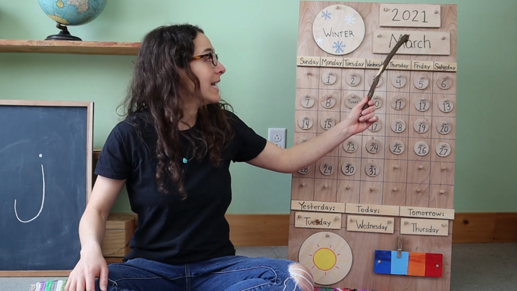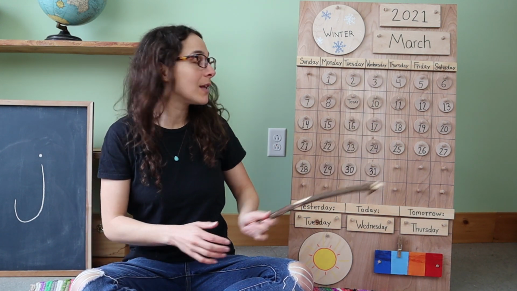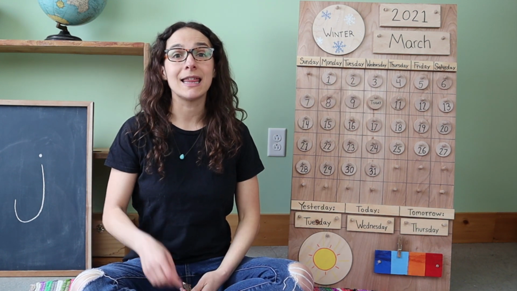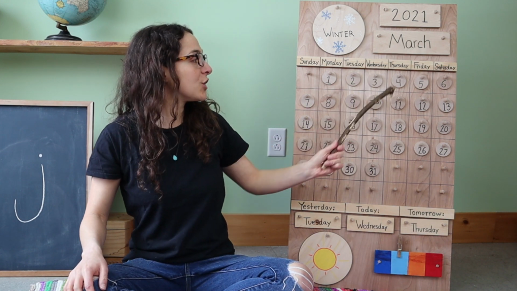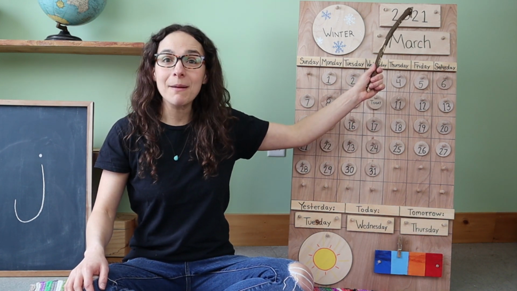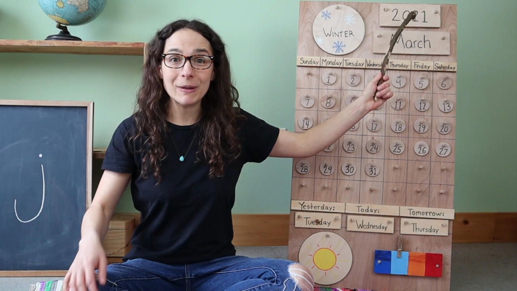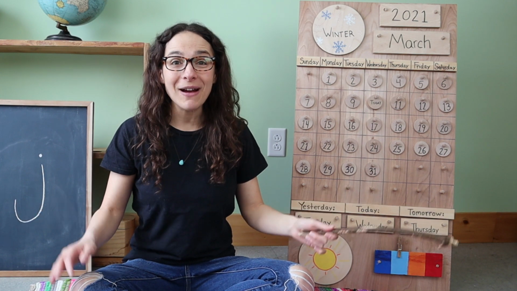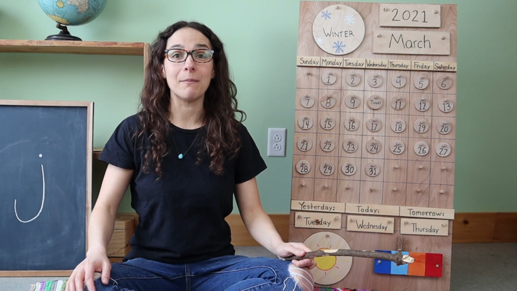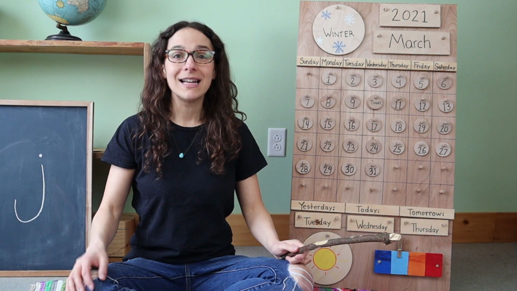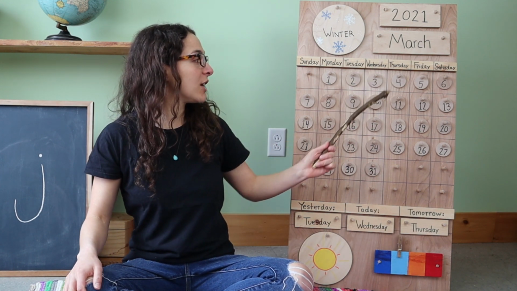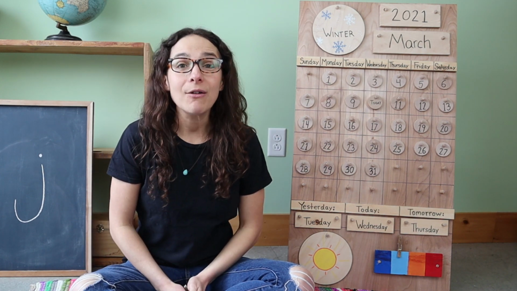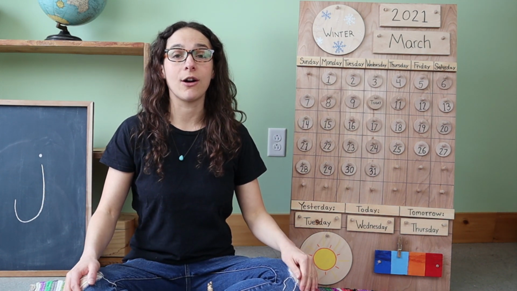And today is March 10th. So let's move the chip over from yesterday. Yesterday was March 9th, and today is March 10th. And right up here we have the year. Do you know what the year is? 2021. You're right. So let's say the date one more time, all together. Are you ready? Today is March 10th, 2021.